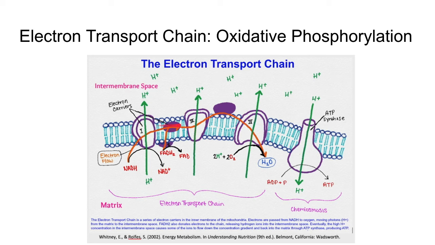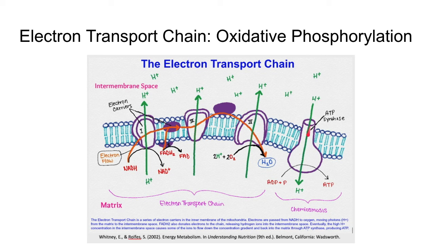This downhill fall of electrons produces energy that can be used by the electron carriers to pump hydrogen ions or protons against their concentration gradient, meaning from a low concentration inside the matrix to a high concentration in the intermembrane space. Then, the only way for these hydrogen ions to fall down their concentration gradient, so from a high to low concentration, is through the enzyme ATP synthase.